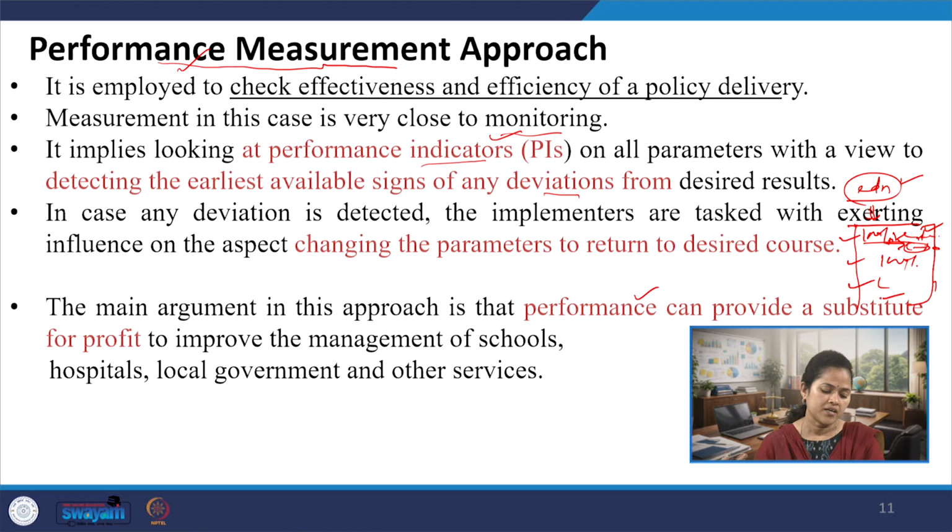Okay. And the applications of the performance measurement approach are really very wide. We can think about the application of this approach in the schooling system, in the education system, in the hospital system, and even the local government system. So there could be many aspects where the performance measurement approach is being applied.